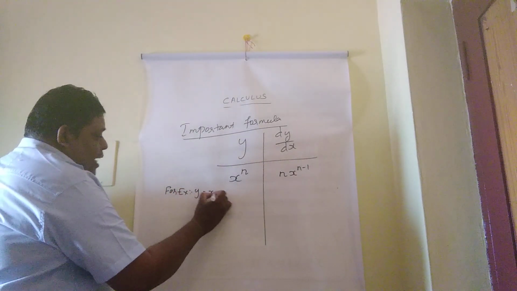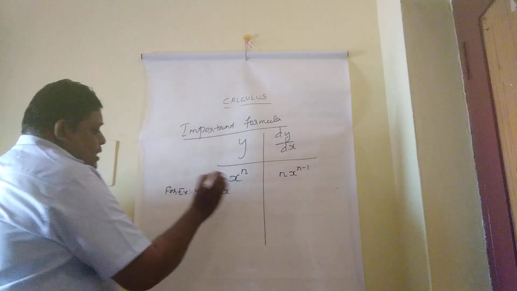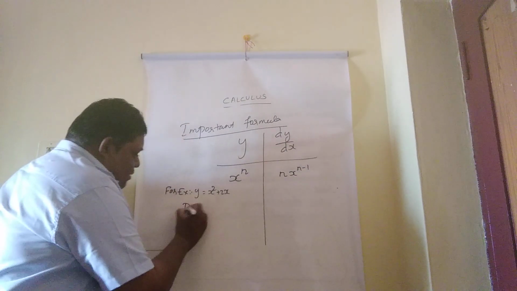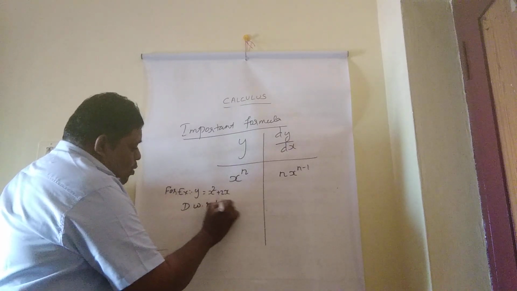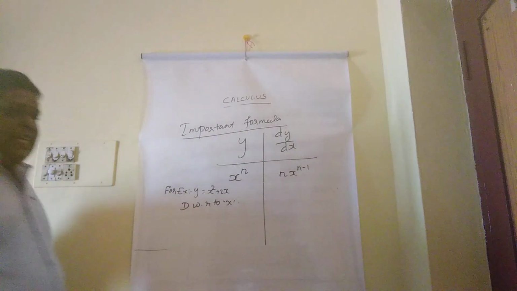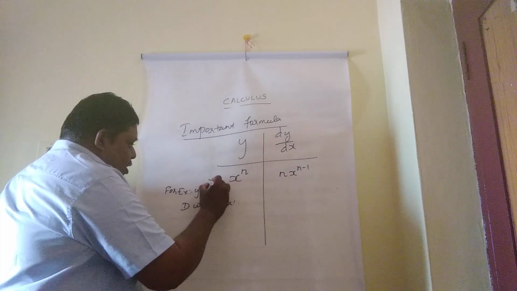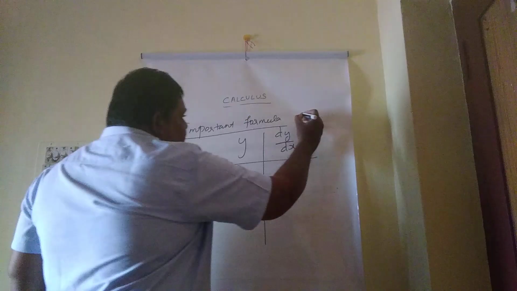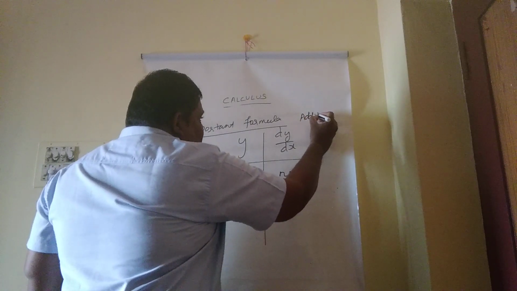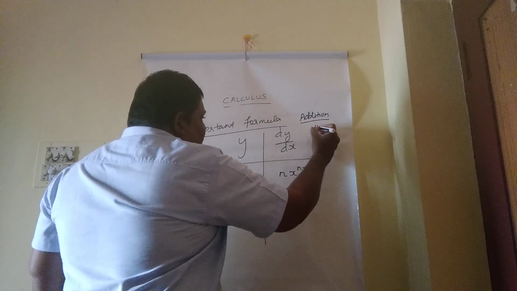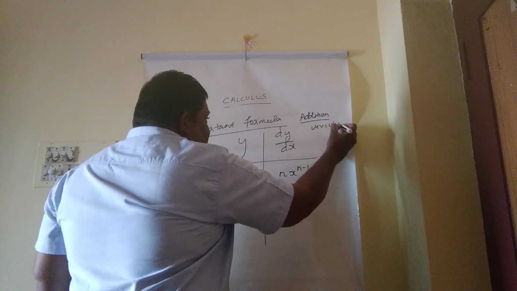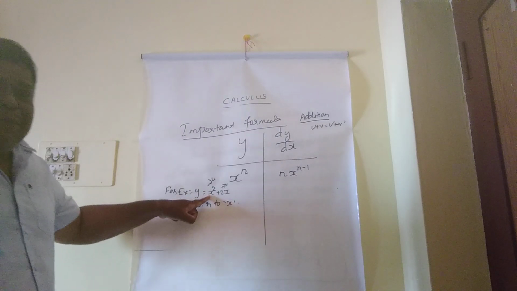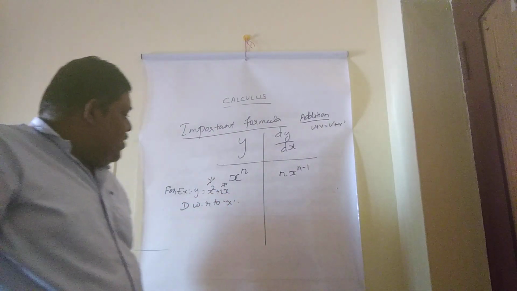y is equal to x square plus 2x. So differentiate with respect to x. Okay. So this is first variable u and second variable v. Now addition formula is u plus v is equal to u dash plus v dash. That means first term differentiation plus second term differentiation.